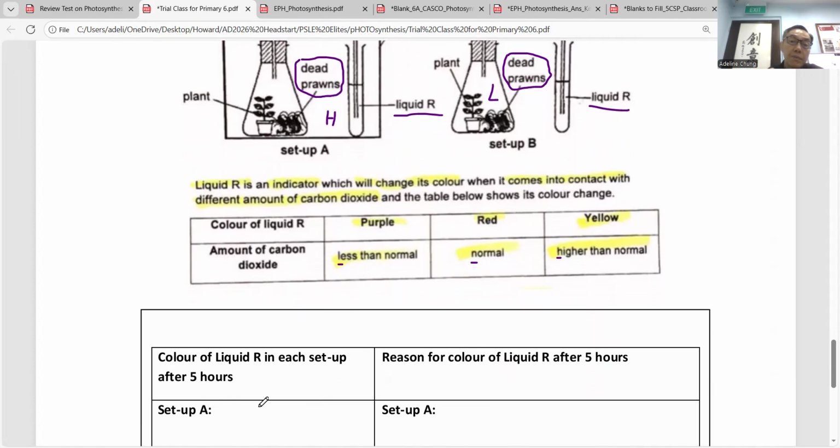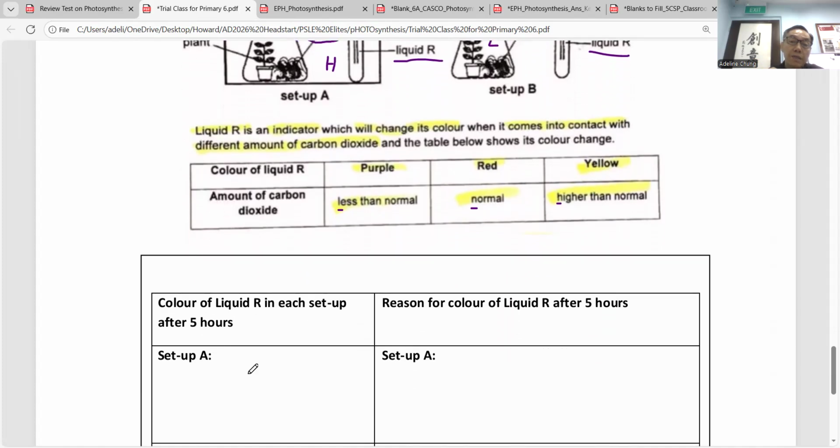So can you see setup A? Setup A is H. H means what? Higher than normal. So the color is yellow. So you spell the word yellow. Then the reason you write here. I just mentioned it verbally, but you write it down here.